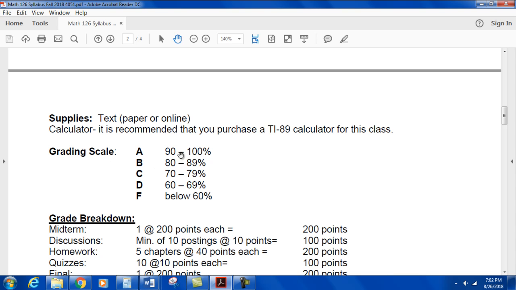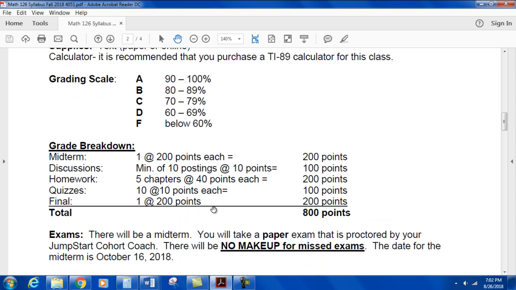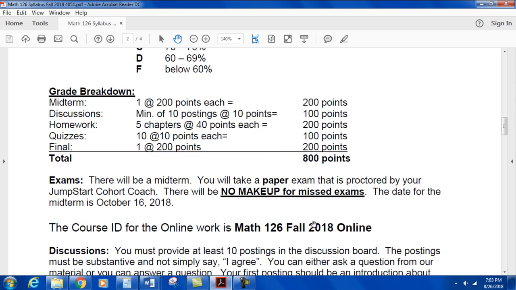Okay, grading scale: A, B, C, D, F is there. Pretty standard. So your grade is broken down with a midterm and a final, each worth 200. You have to do at least 10 discussion postings at 10 points each. Homework: 5 chapters at 40 points each, and quizzes at 10 points each, for a total of 800 points.